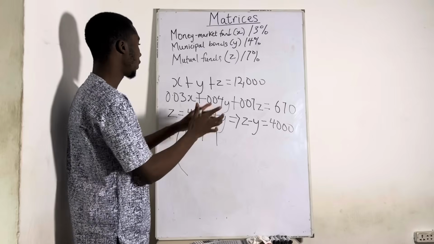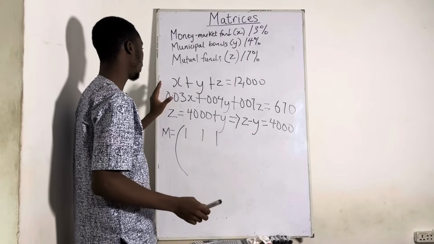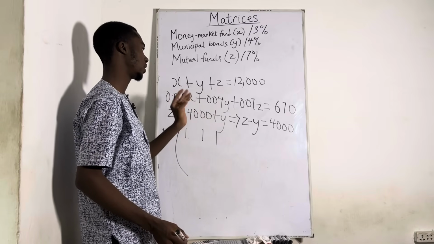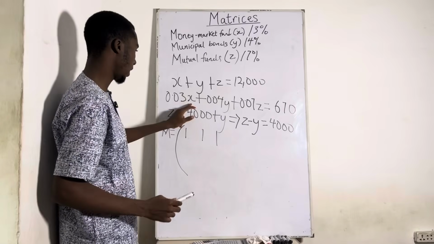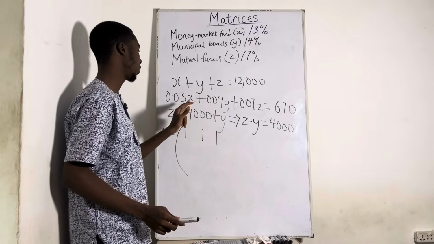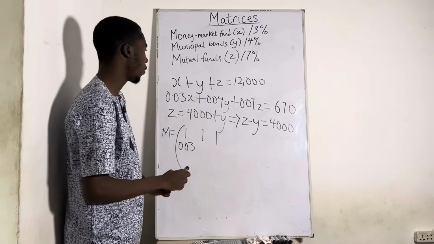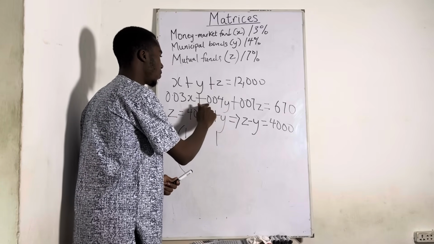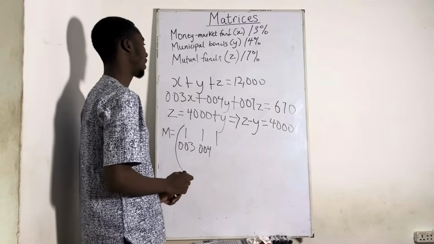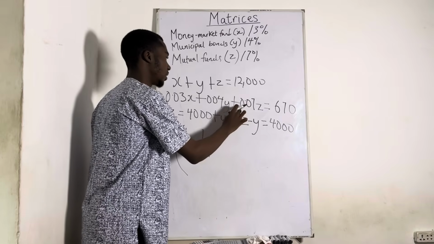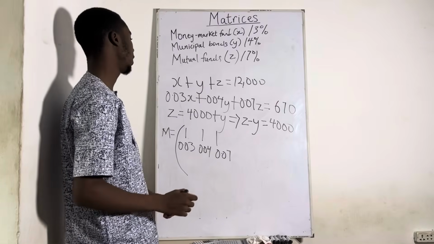Now I move on to the second equation. For now, I'm just going to do what is before the equal sign; the other side will come later on. The second equation is 0.03x + 0.04y + 0.07z. So you take the coefficients of x, y, and z. The coefficient of x is 0.03, so you write 0.03 here. The coefficient of y is 0.04, so you write 0.04. Lastly, the coefficient of z is 0.07.